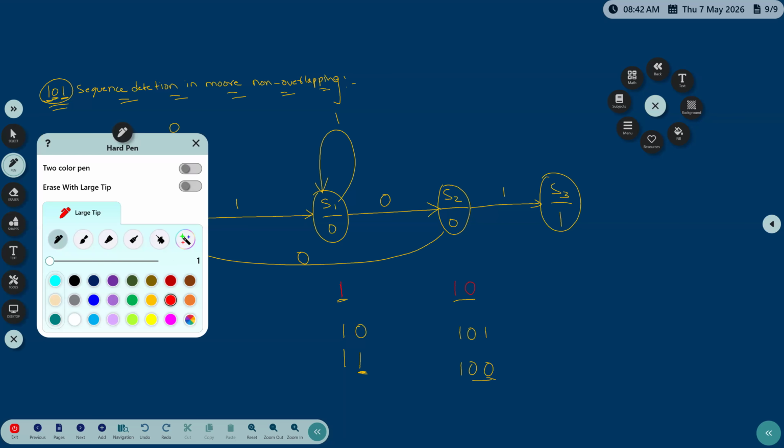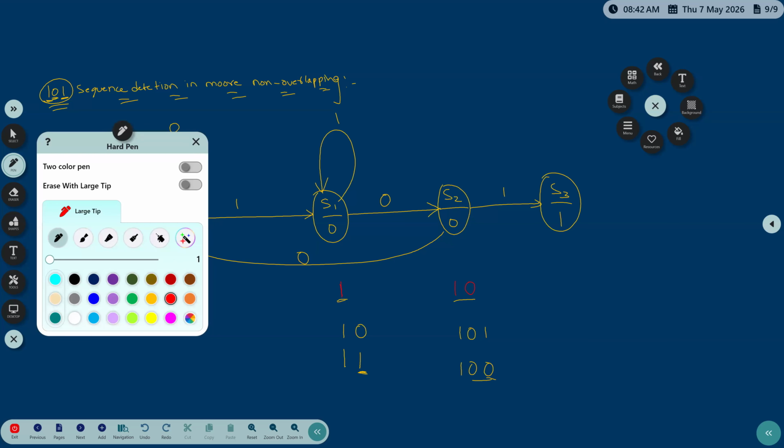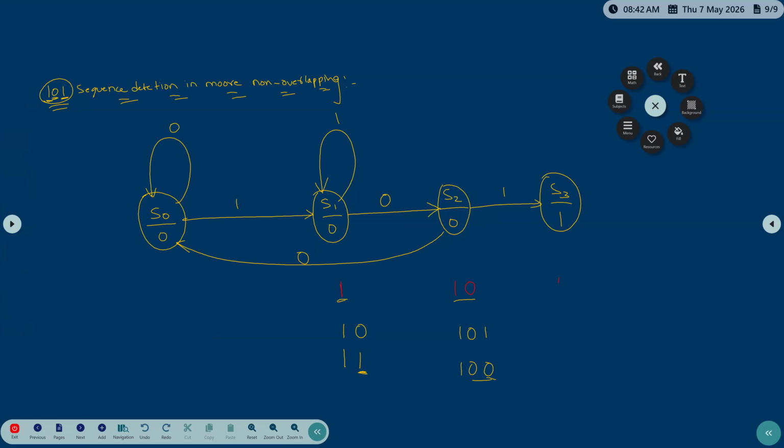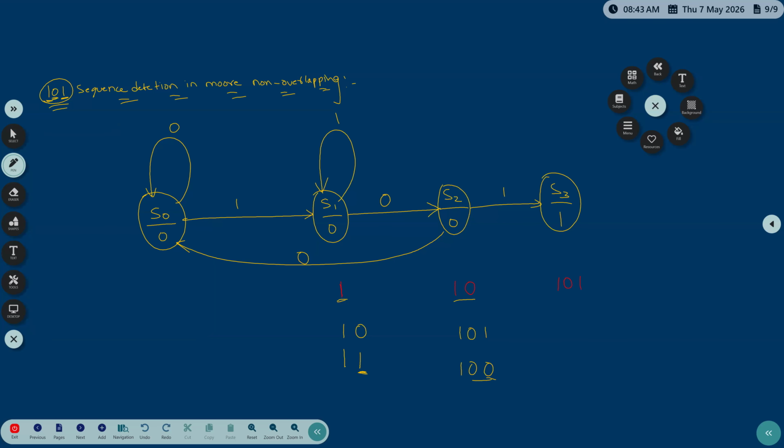So after this, you observe. So next what do we have? Already we detected 1 0 1, right? 1 0 1 at S3. So now the input will be 1 0 1. After this we can get 0, 1 0 1. After this we can get 1. Two possible cases will be there.